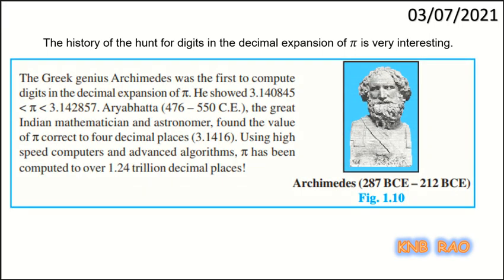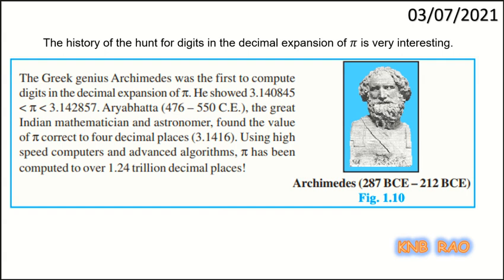In fact, the Greek genius Archimedes was the first to compute digits in the decimal expansion of pi. He showed 3.140845 is less than pi is less than 3.142857. When it comes to the great Indian mathematician Aryabhatta, who lived from 476 to 550, the great Indian mathematician and astronomer who wrote Lilavati Ganitam, found the value of pi correct to 4 decimal places, that is 3.1416.